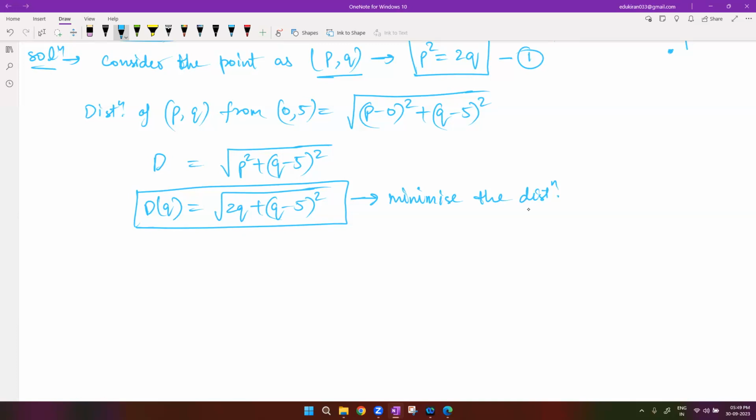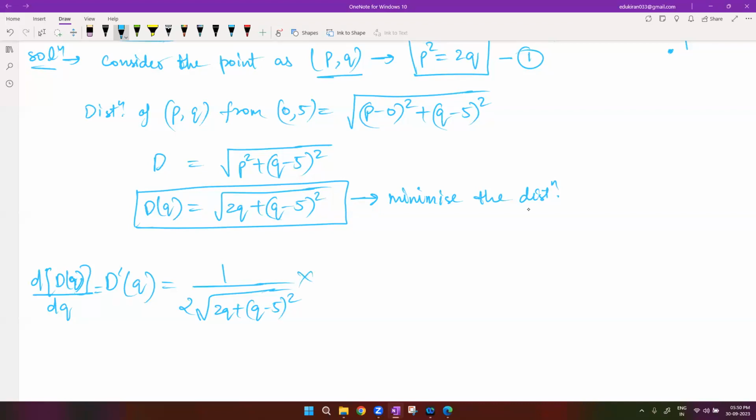So to find out the minimum or maximum value of this, I need to first differentiate this expression with respect to q. So right now, I am differentiating this expression with respect to q, which would be d dash q. Now, what is this? First of all, root. So root ko we know that 1 by 2 root 2q plus q minus 5 whole square. I can also further solve this expression, right?